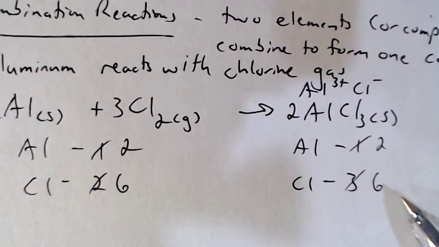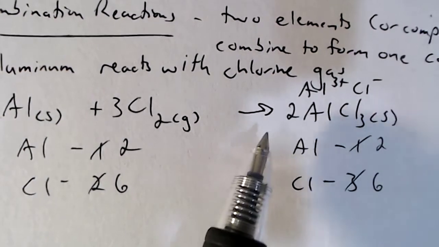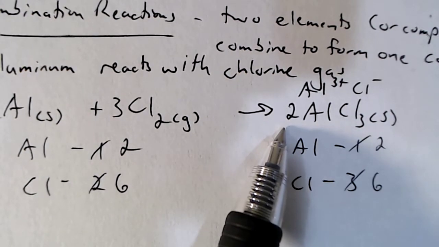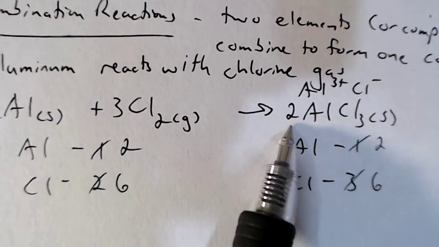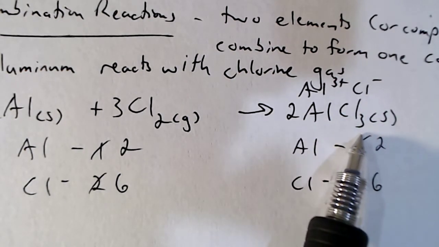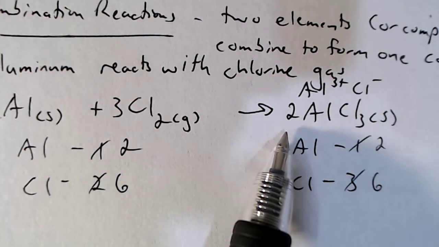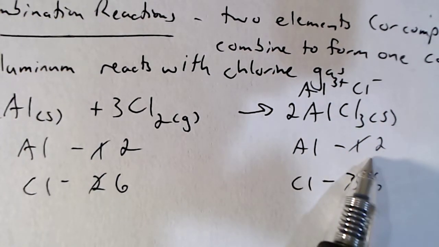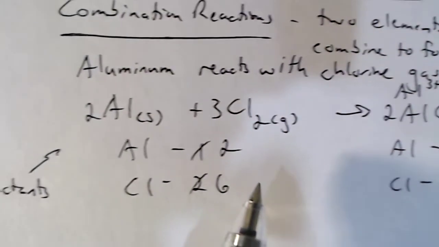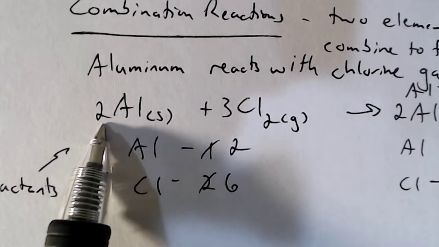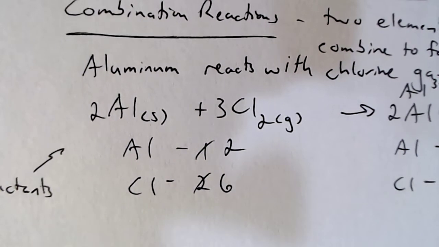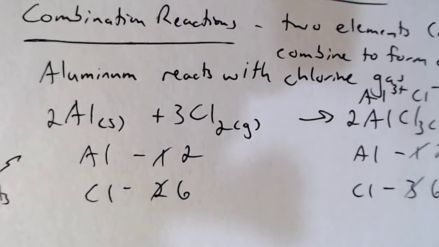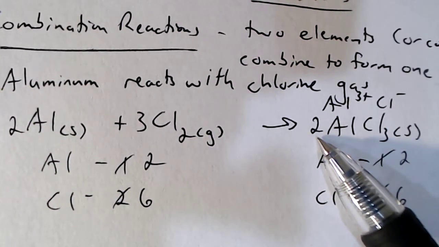Now chlorine is balanced. But by changing these numbers in front of the entire compounds, that will also change the number of aluminum atoms. There was 1, but now we have 2 entire AlCl3s. And so now there's going to be 2 times 1, 2 aluminums on the product side. So to balance that, put a 2 in front of the Al here so that we now get 2 aluminums on the left. Again, to balance, you can only change the numbers in front of these formulas.